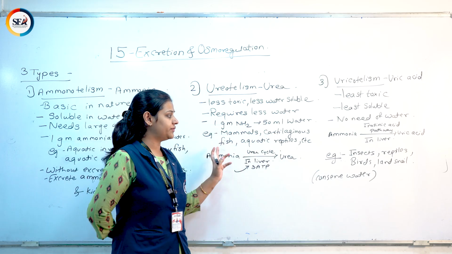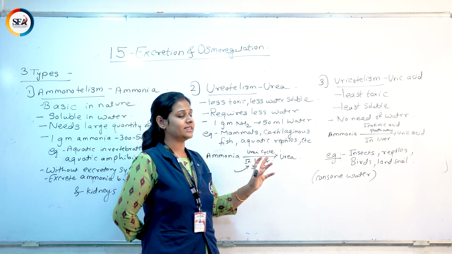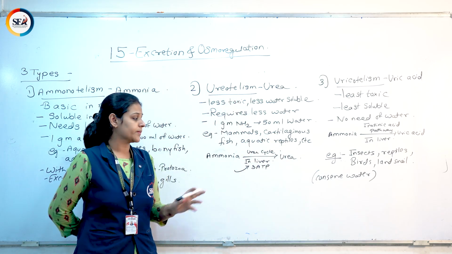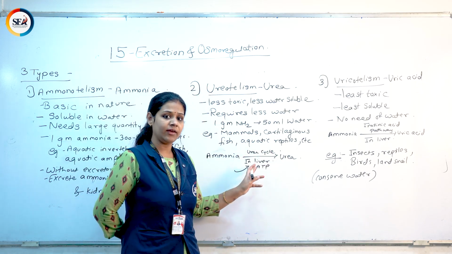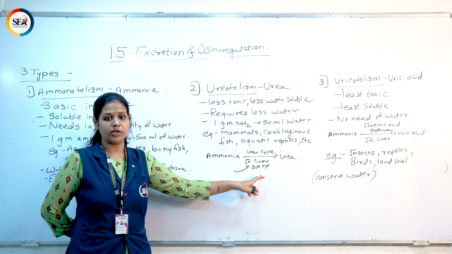Mammals, cartilaginous fishes, and aquatic reptiles are the examples of ureotelic animals. Ammonia is converted into urea by the urea cycle in the liver, which requires 3 ATP molecules.